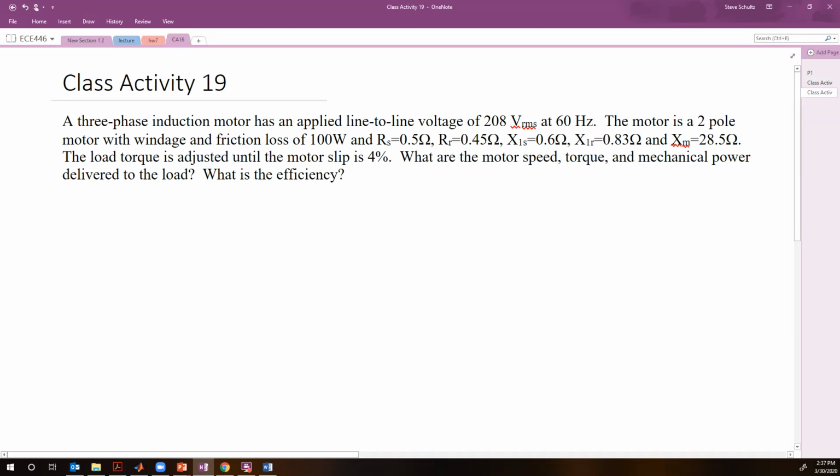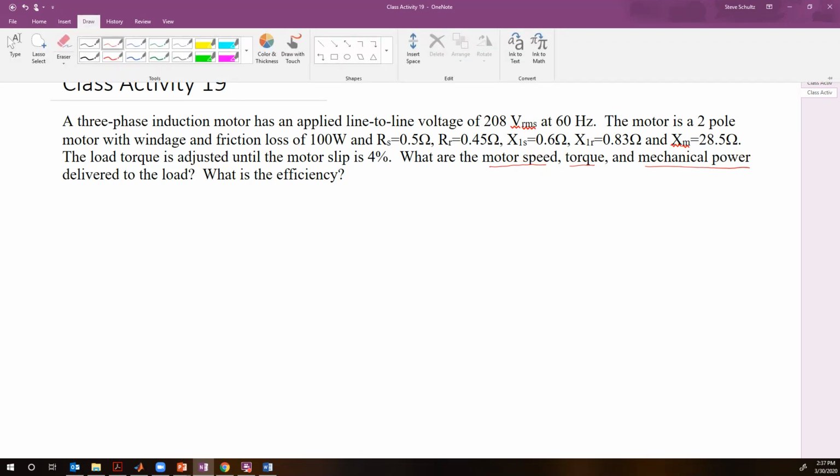Okay, so in this problem, what we're after is we're trying to figure out the motor speed, the torque, and the mechanical power, first of all. So the speed is similar to what we did before. We have a slip of 4%. We have two poles at 60 hertz.